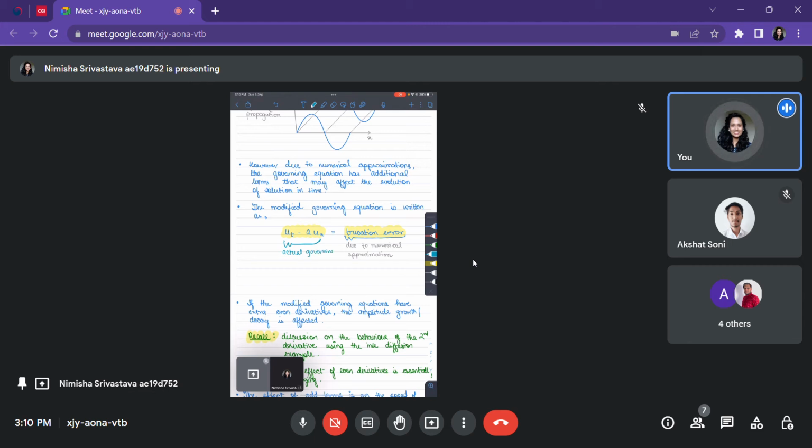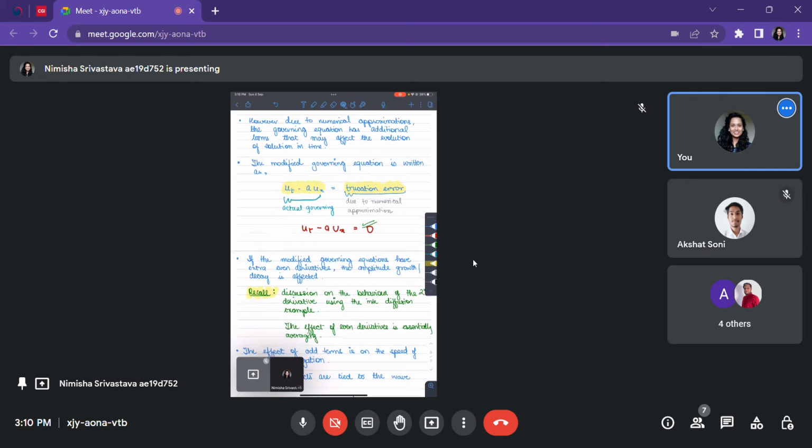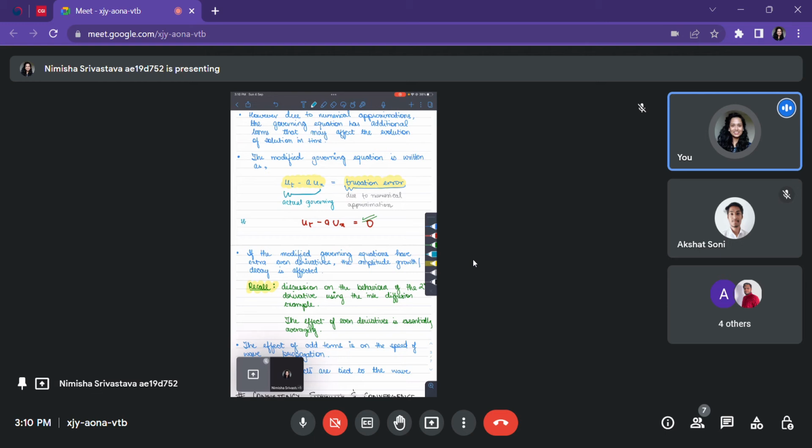Essentially, if it was the true governing equation, you would have written u_t - u_x, this is for the hyperbolic once again, equals 0. Now, since this 0 is not true anymore because we have modified the equation, a truncation error comes. So we write our equations in a way that mirrors the true governing equation. This is how you would write it. Let me write it down. This is how you write your physical governing equation.